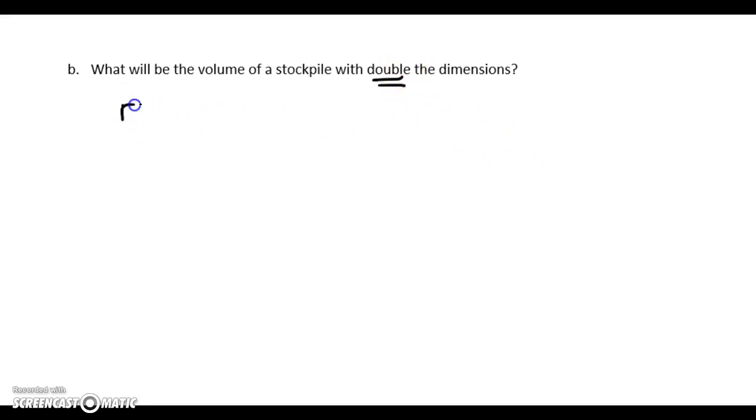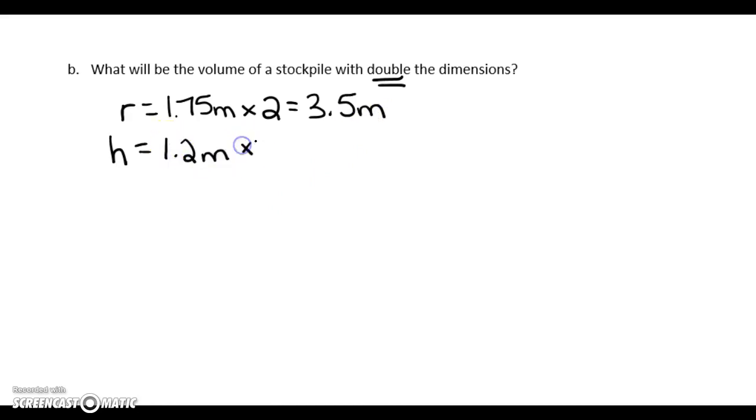So here we need to do some calculations. We need to figure out what our new radius will be, and we need to find out what our new height will be. So in part A, our radius was 1.75 meters, and it has double the dimensions, so we're going to multiply that by 2. And then what we find is that our new radius will be 3.5 meters, and we can do the same with our height. Our height was originally 1.2 meters, and we're going to double it, and what we should find is that we get 2.4 meters for our new height.